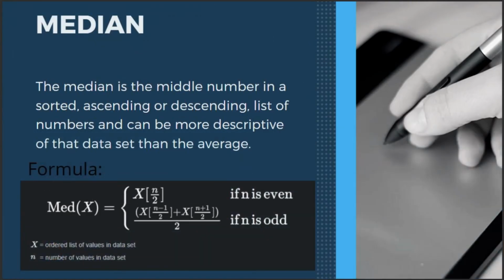Next is median. The median is the middle number in a sorted ascending or descending list of numbers and can be more descriptive of that dataset than the average. The formula is stated below, where x represents the ordered list of values in dataset and n represents the number of values in that dataset. The median represents the middle value in a dataset. The median is important because it gives us an idea of where the center value is located in a dataset.